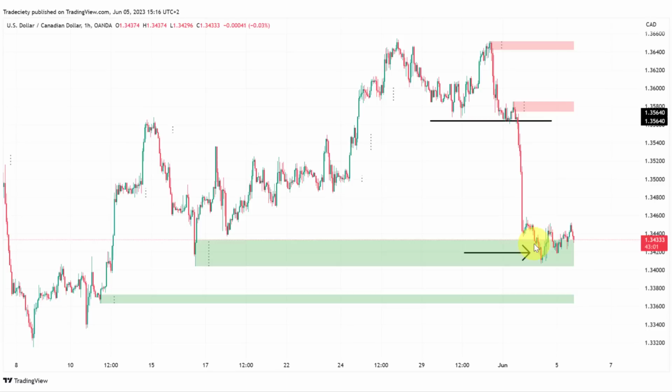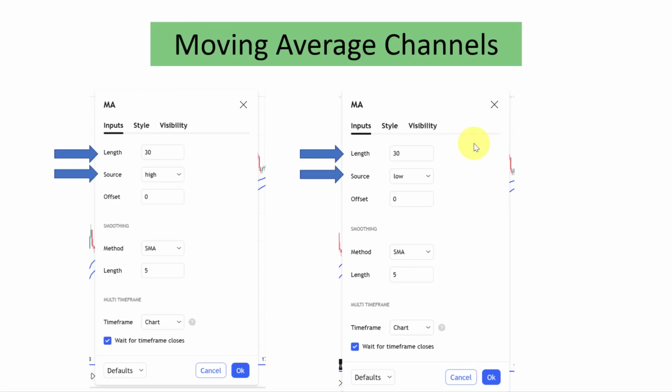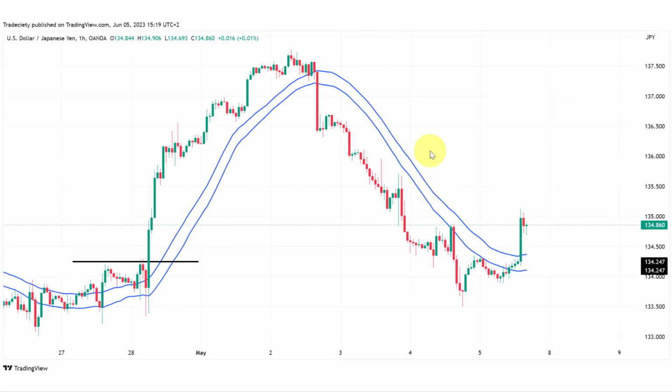So ideally, you would like to have your target at the supply and demand area so that you can exit your trade optimally. I love moving averages and especially the moving average channel. What I do is that I use two moving averages. You can use EMAs, but I use SMAs. I use the 30 period on both, and one is applied to source high and one is applied to source low. And this will give you this very nice channel.